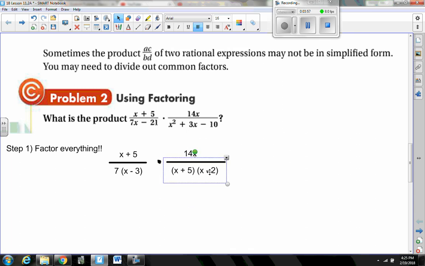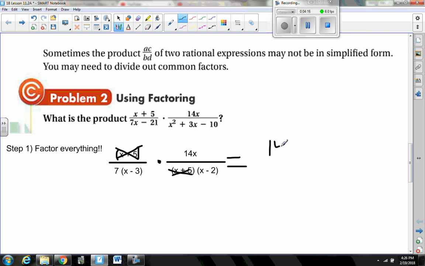Okay. So these are now my two fractions once I factored everything, and now I'm going to multiply the tops and bottoms. But first, I'm going to cancel anything that I see that's the same. Well, right here on the top of this fraction, I have x plus 5. I'm going to cancel that with this x plus 5. And all that's now left on the top is a 14x. And on the bottom, I have 7 times in parentheses x minus 3 times in parentheses x minus 2.